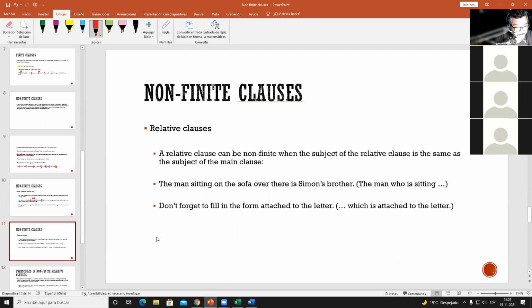Relative clauses. A relative clause can be non-finite when the subject of the relative clause is the same as the subject of the main clause. The man sitting on the sofa over there is Simon's brother. The man who is sitting.